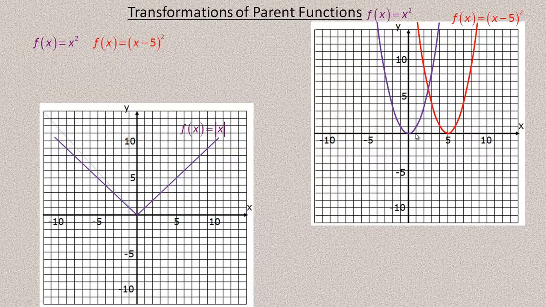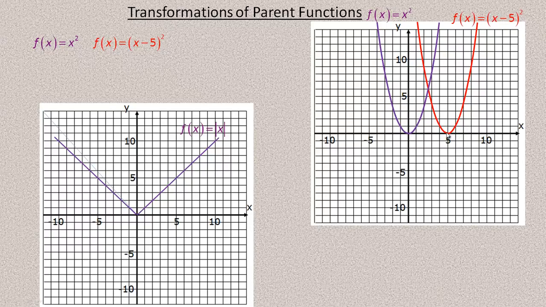So, for example, that point there has been shifted 5 units to the right. The vertex there is 0, 0. Here it is 5, 0. And so now this is actually the graph of f of x equals x minus 5 all squared. And I'll explain why it's x minus 5. It's shifted 5 to the right.